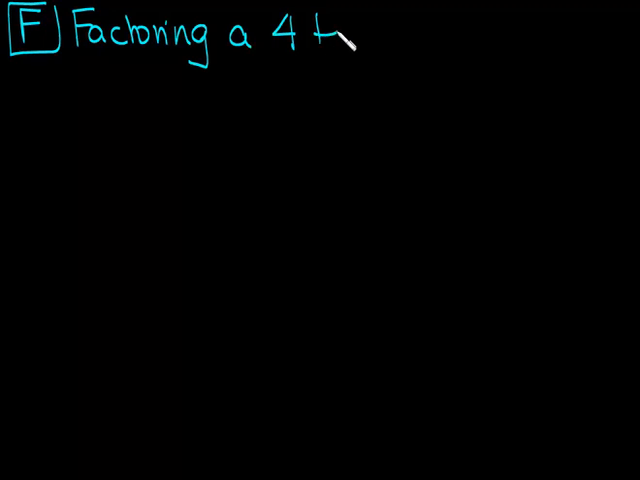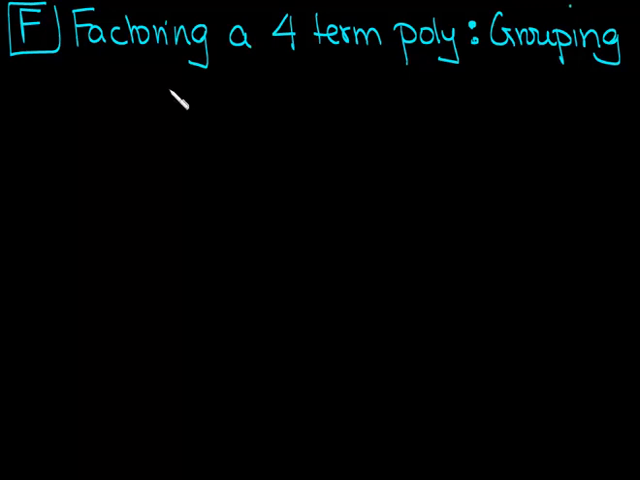Okay, so factoring a 4-term polynomial, and the way we do that is by grouping. This is by far the easiest way to factor, is by grouping. Okay, so let's go ahead and take a look at it. So let's say if I have this.